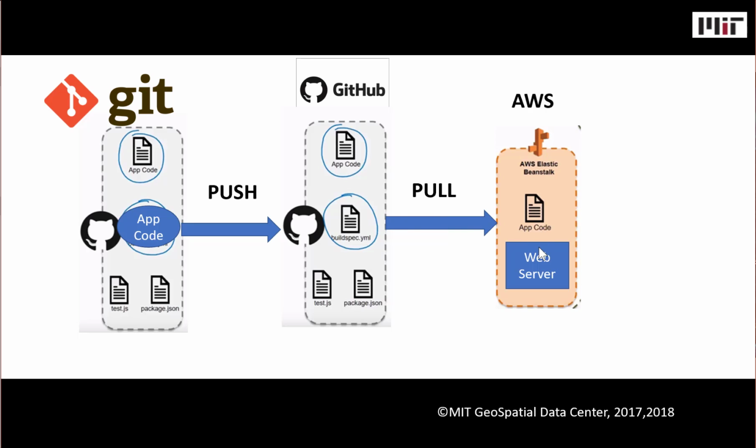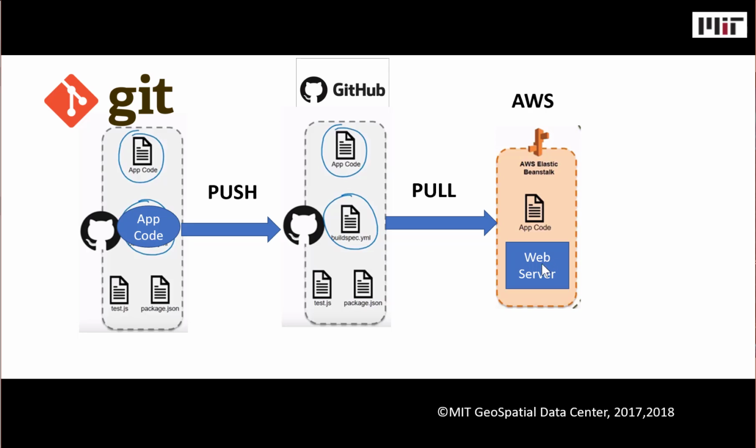The way it works is we can place what we call a Git hook on GitHub, and when it receives a push of new code, so when our application is updated and we push it to GitHub, GitHub, using a Git hook, will send an event to a URL.